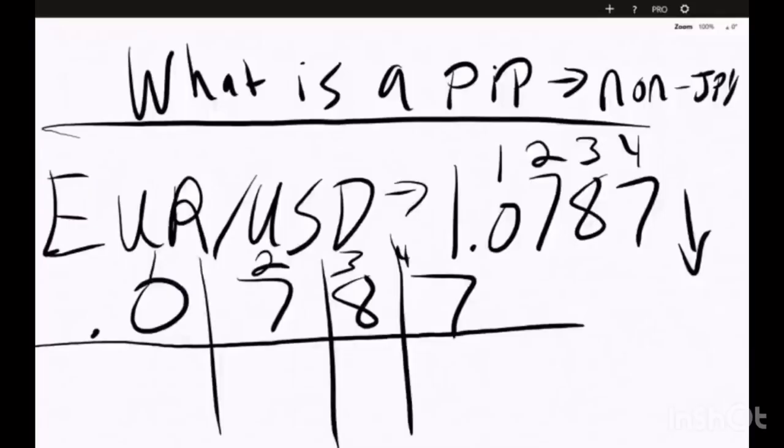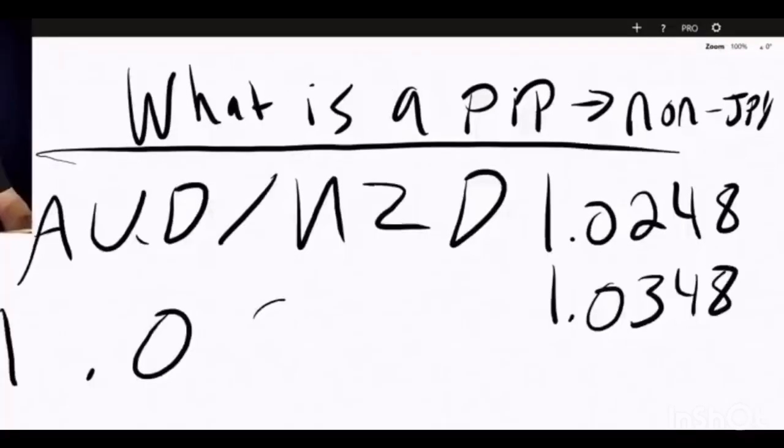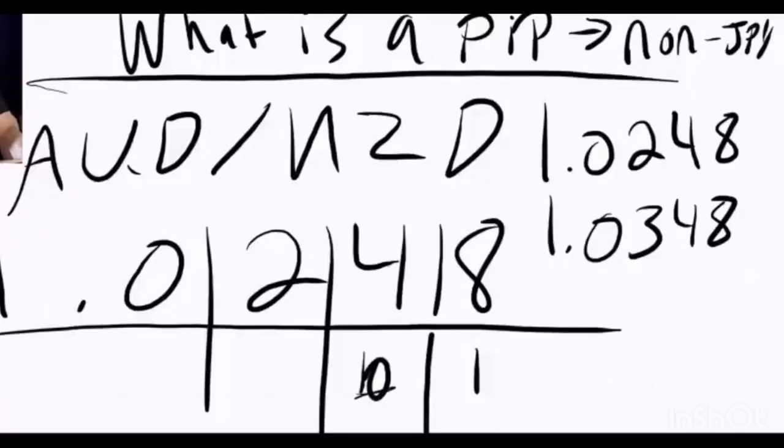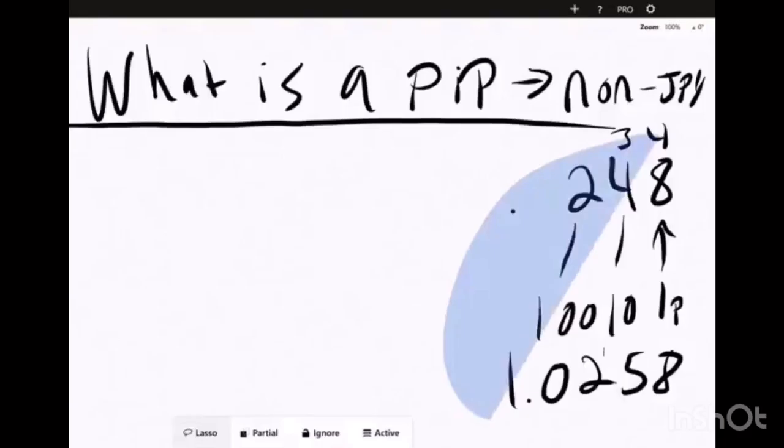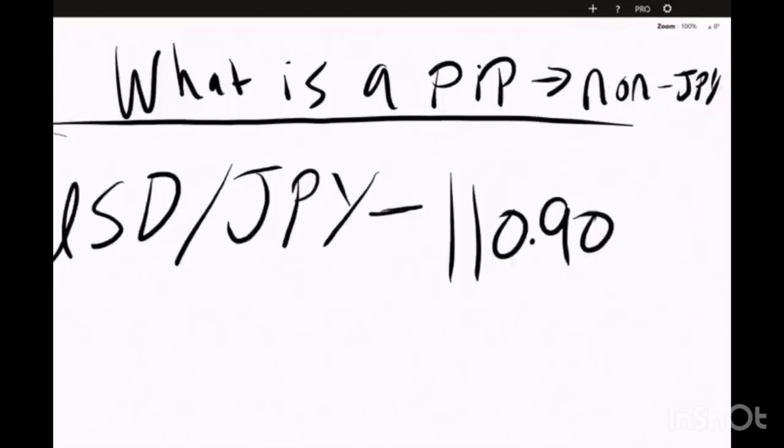For every currency pair that doesn't have JPY in it, the 4th decimal place is what is known as 1 pip. So we have the euro dollar at a value of 1.0787. What if the euro dollar goes to 1.0786? How much have we dropped? The euro dollar went down now, but by how much? Well, the math here is pretty easy. If we went from 7 to 6 on our 4th decimal, which is a pip, we dropped by 1 pip.